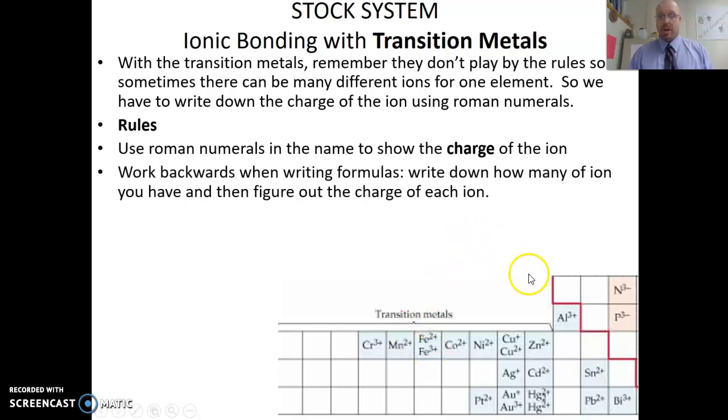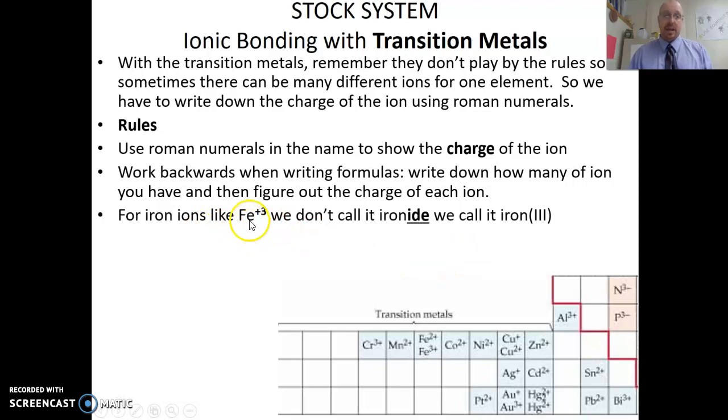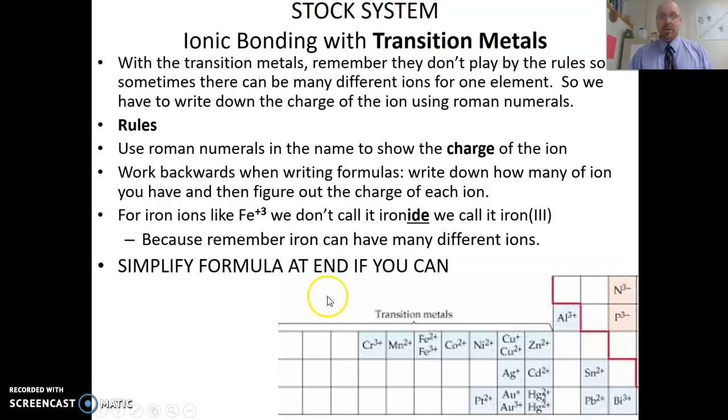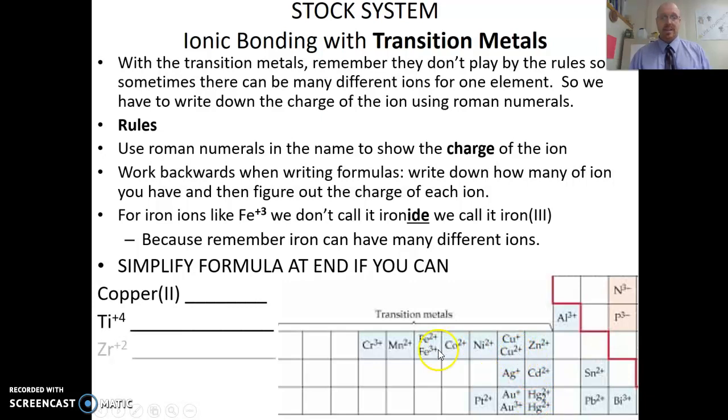Okay. We work backwards when writing the formulas. You write down how many ions you have, and then you figure out the charge of each ion. So iron ions like Fe3+, we don't call ironide, we just call it iron 3. Okay, we put the Roman numerals behind the name, just like that, iron 3. Okay. And remember, an iron has many different ions. So simplify the formula at the end if you can. If you have 2 of one element and 4 of the other, that can be simplified down 1 to 2. Don't leave it, right? Always simplify at the end. So for instance, copper 2, all right, we know that is Cu with a 2+, okay? That's titanium 4, all right, and so on and so forth.